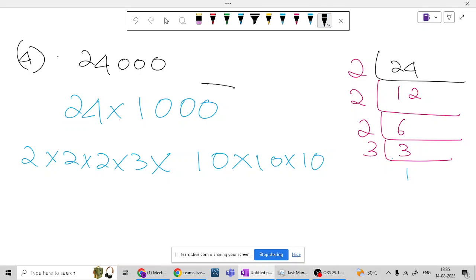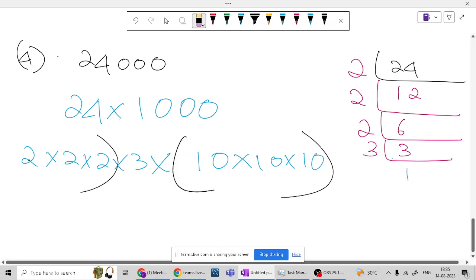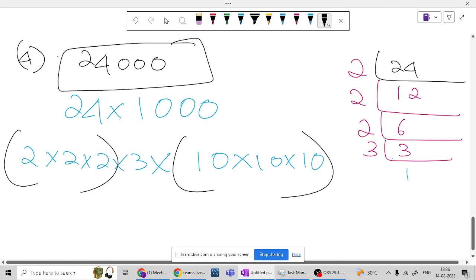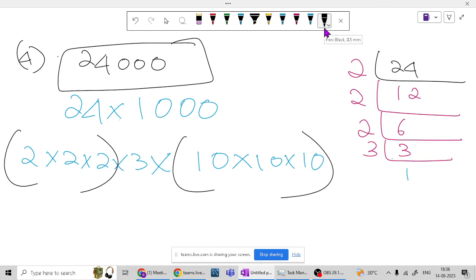That's the reason I told you to memorize values. If you know the value of 10 cube, it's very simple. So this makes one pair, this makes another pair, 3 is left behind. It doesn't have any pair, two values are missing. It doesn't make a perfect cube. Therefore, 24,000 is not a perfect cube.